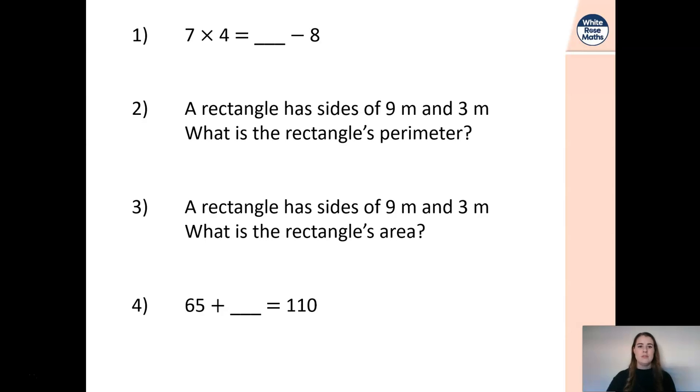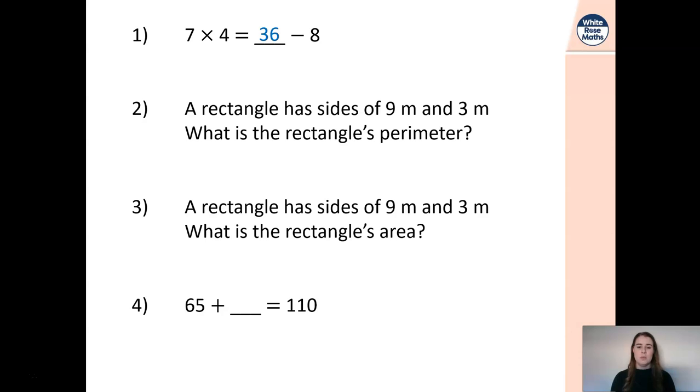Okay, so we know that 7 times 4 is going to be 28, which means in total we need to do 28, add the 8, that's going to give us 36, because 36 take away 8 is going to give us our answer 28.